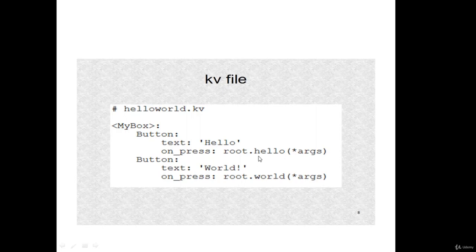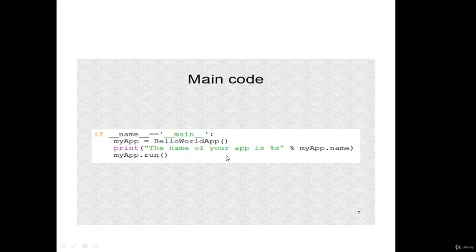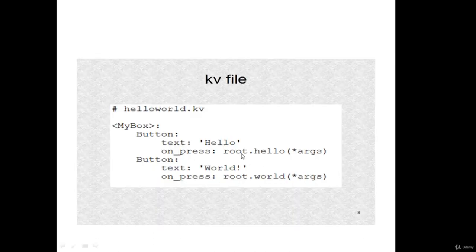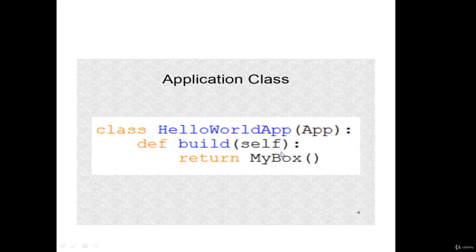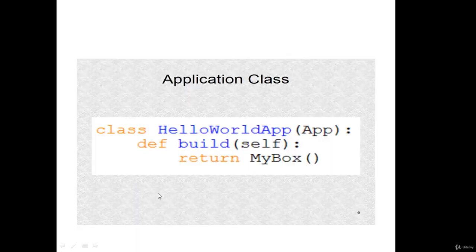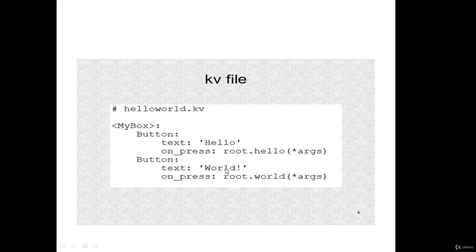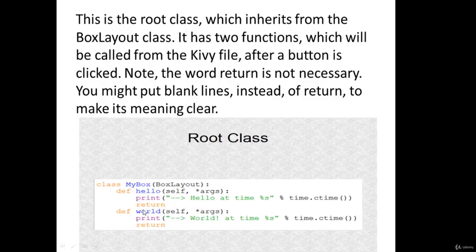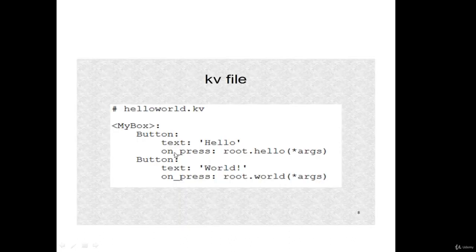So this is the calling of the hello with an argument. Basically it will call this root. Root here is basically our root class. So this is referring to this root object over here, and this hello is referring to this method that is here inside this my box. So it will call hello if you press this button, and this button will call the world function that is inside this root class, that is, this world method will be called when this button is pressed, and this is basically your Kivy file.